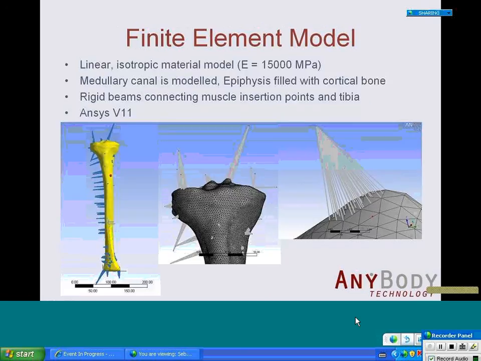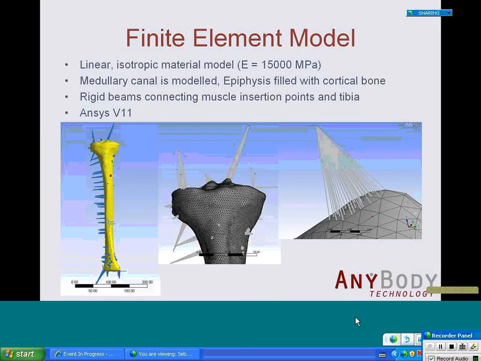Here you can see the finite element model for this study. This is a preliminary study, so a rather basic description of the material was used. We used a linear isotropic material model for the whole bone, with a Young's modulus which is average cortical bone, of course, and the medullary channel was modeled, but the epiphyses were filled with cortical bone.